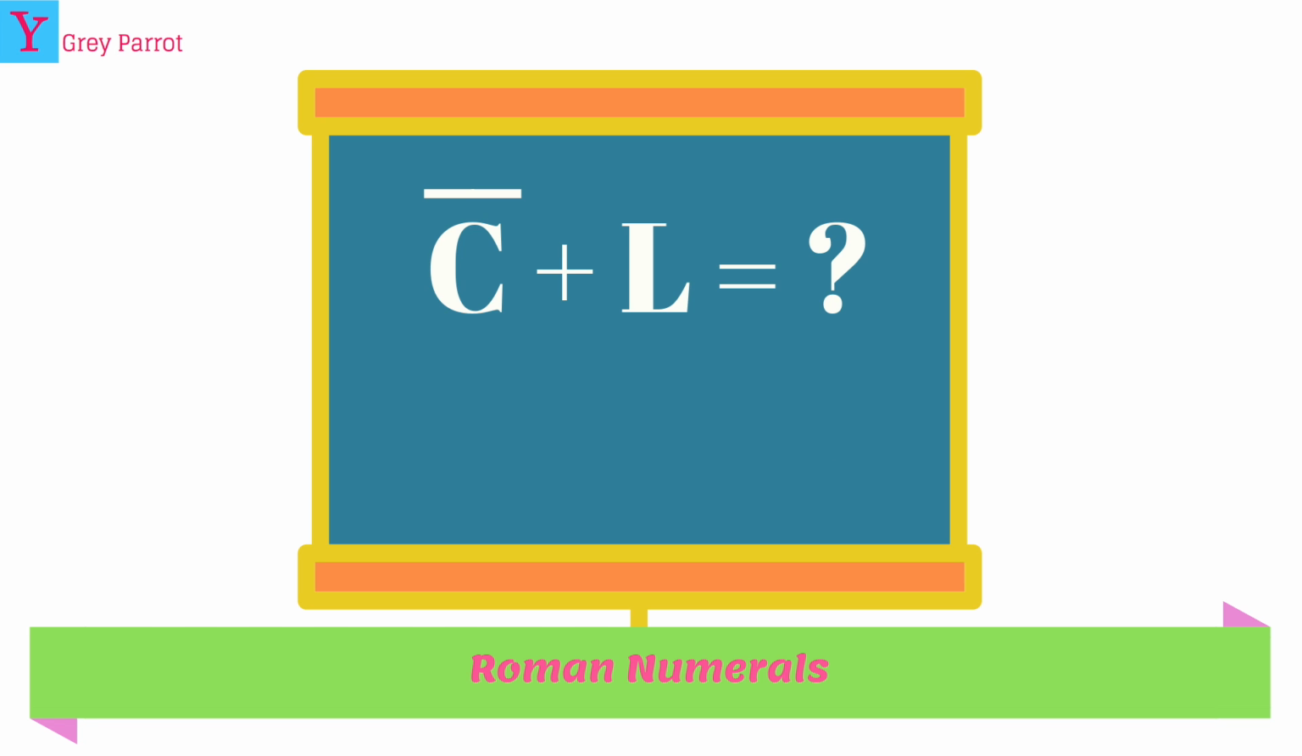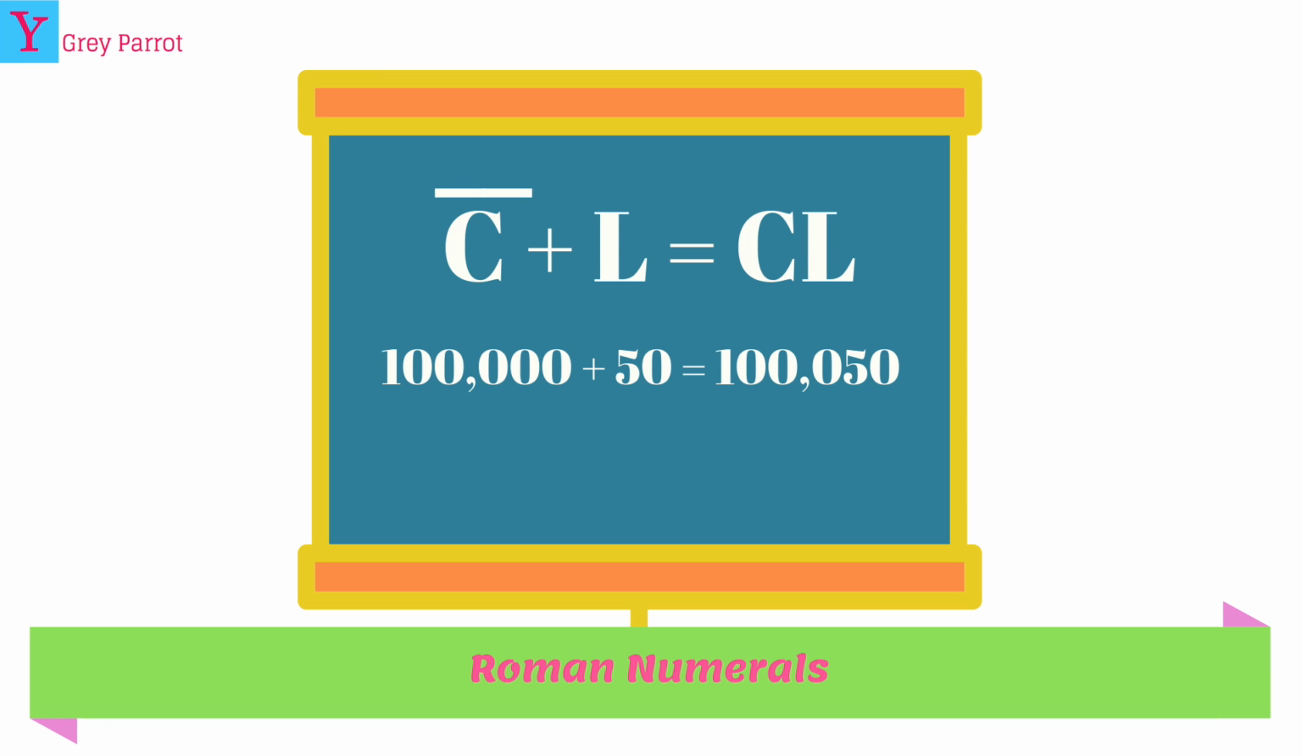Do you want another example? Then, what is C bar plus L? Guess what is C bar? And L stands for in actual numbers. C bar means 100,000 and L means 50. So, in actual numbers, you write it as 100,000 plus 50 equals 100,050, sorry. So, in Roman numerals, you write it as C bar plus L equals C bar L.